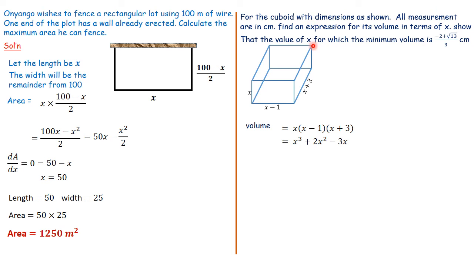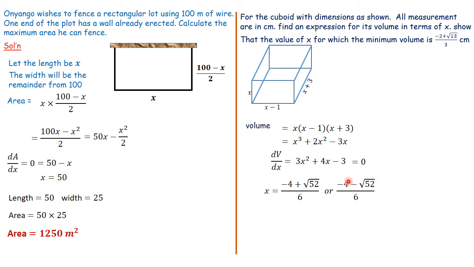Now we maximize or minimize. That is, we look for the first derivative of volume with respect to x and equate it to 0. So dV/dx, differentiating this, is 3x squared plus 4x minus 3, which should be equal to 0. Solve this quadratically and you get the value of x is this one or that one.